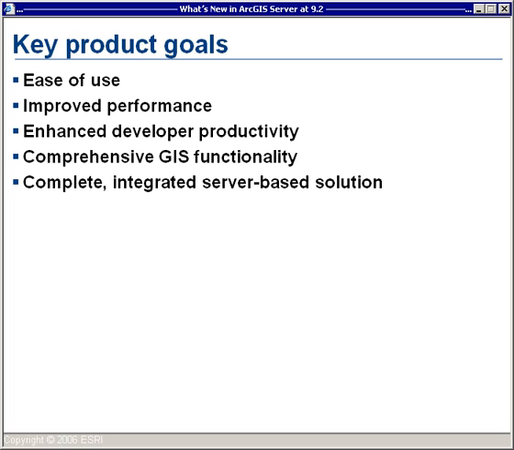One of the key product goals of the 9.2 release was to make it easier to use. A lot of effort was put into making ArcGIS Server administration, creating services, and getting started with building web applications easier, with less effort. Performance enhancements have been made, and now data can be cached on the server for faster rendering in applications. Developer productivity has been enhanced through out-of-the-box applications to get started with less effort. GIS functionality can be leveraged through new GIS services. And ArcGIS Server is a complete server-based solution that can be integrated in an enterprise system with other business systems.